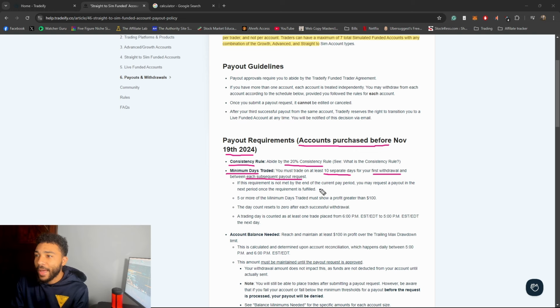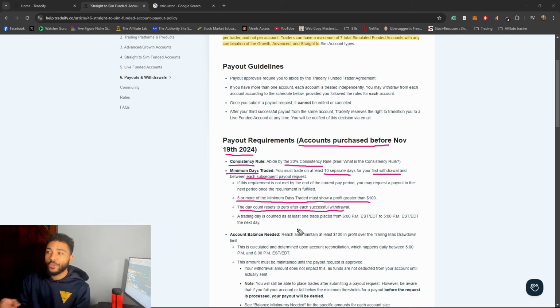If this requirement is not met at the end of the current payout period, you may request on the next payout period. You need 5 or more minimum days traded with a profit greater than $100. The day count resets to 0 after each successful withdrawal. So after you withdraw a payout, you go back to 0 and you start over again. And a trading day is counted as at least one trade placed from 6 p.m. to 5 p.m. the next day. So that is the minimum days traded.